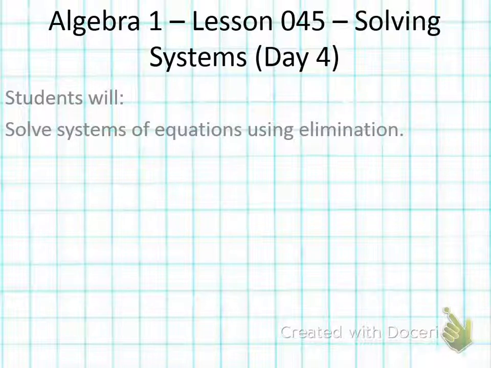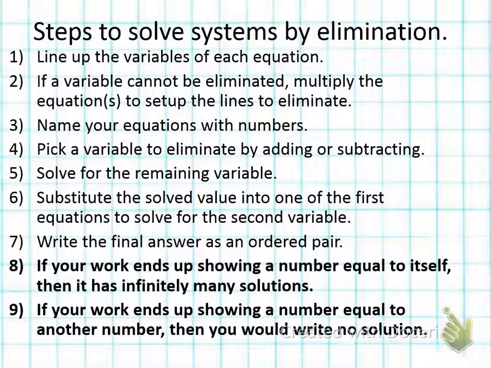Let me pull up the steps for today. So these two new steps: if your work ends up showing a number equal to the same number, then you're going to write down this is your answer, infinitely many solutions, and I'm going to talk about why later. And if your work ends up showing a number equal to a different number, then you would write no solution, okay? So those are the two new steps.